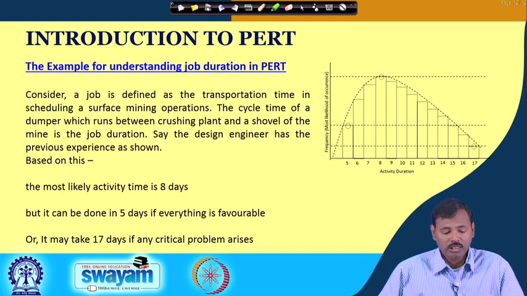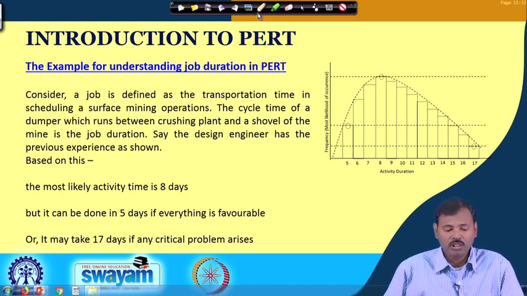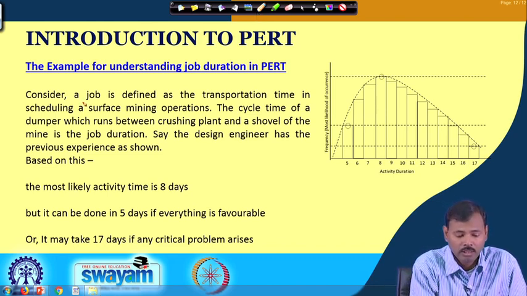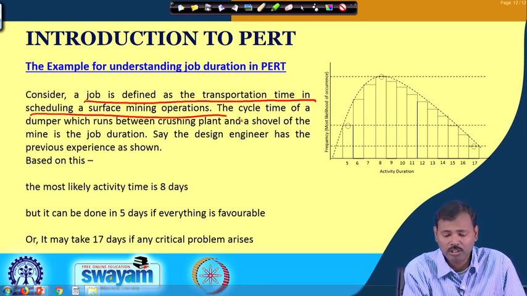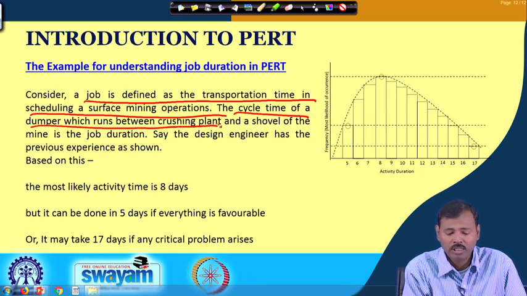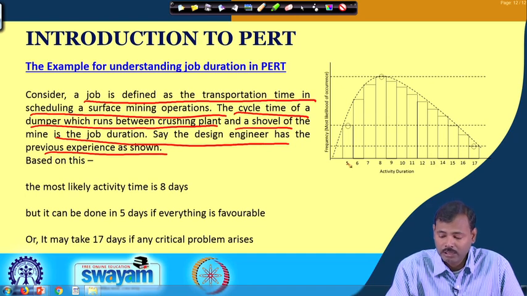So, let me explain it a little bit more in a statistical form. Suppose we have considered a job which is defined, say, as transportation time or, in surface mining, the cycle time of a dumper between a crusher and a shovel. Whatever our experience is, say it is taking 5 minutes, 6 minutes, 7 minutes, 8 minutes, like that.